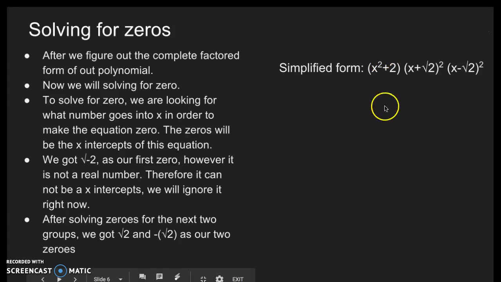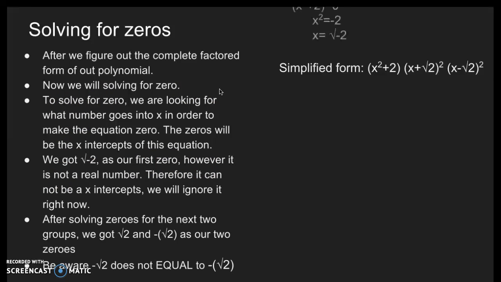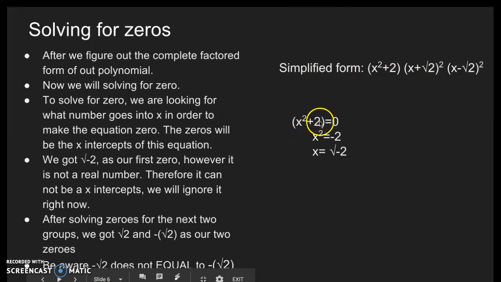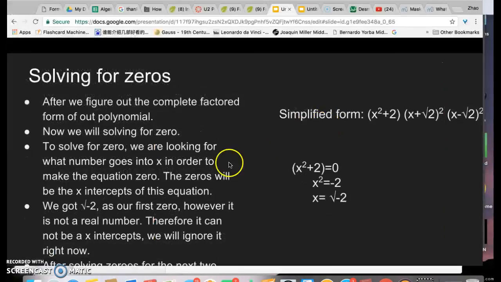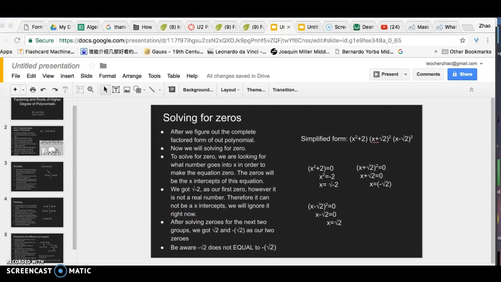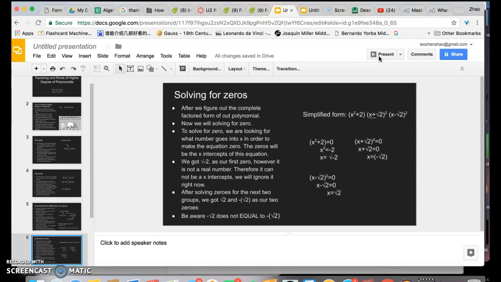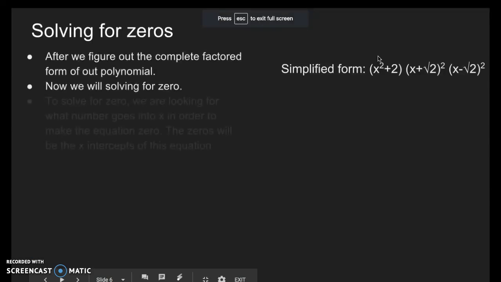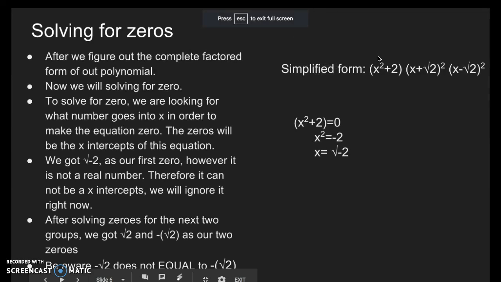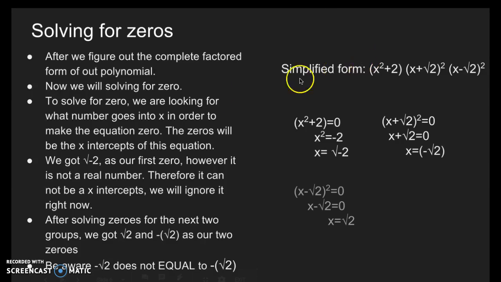So x squared plus 2 equals 0. Alright guys, sorry, a little bit of mistakes. Again, let's go back to here. So now let's start with this one, x squared plus 2 equals 0.